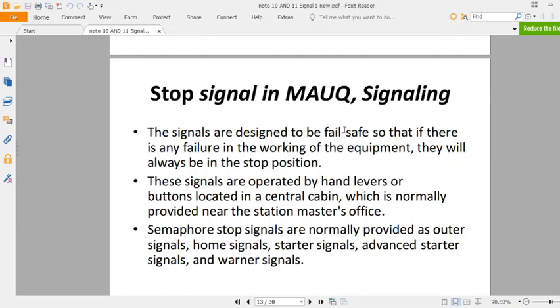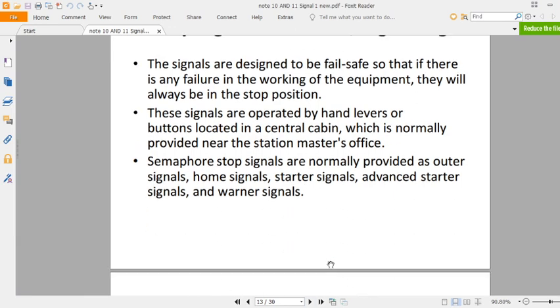These signals are operated by hand levers or buttons located in a certain cabin, which is normally provided near the station master's office. Semaphore stop signals are normally provided as outer signals, home signals, starter signals, advanced starter signals and warner signals. Now what are these home signals and starter signals? We will discuss this later on.